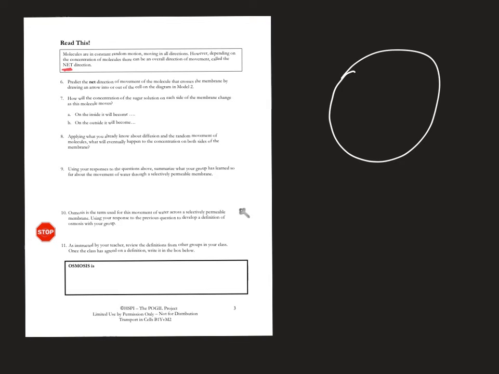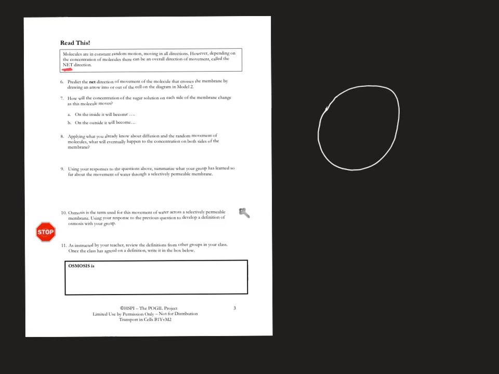So remember, in this case, you have to ask yourself, is the solute moving or not, right? And if you remember from class, you should know that the sugar is not going to pass through the membrane very easily. The reason is that it's large and it's polar, and so it's not going to want to pass through that membrane very easily.